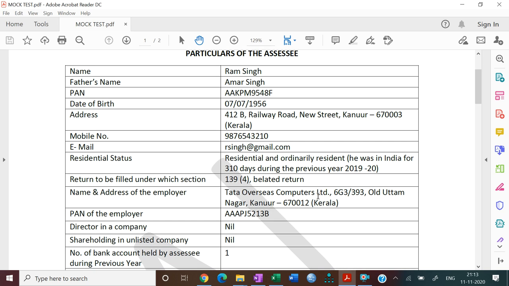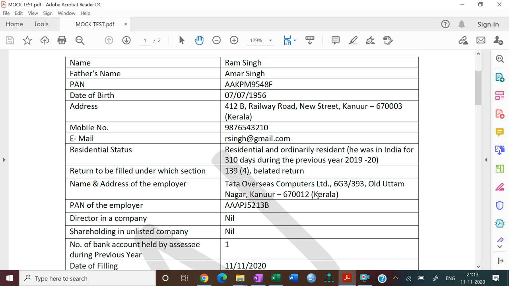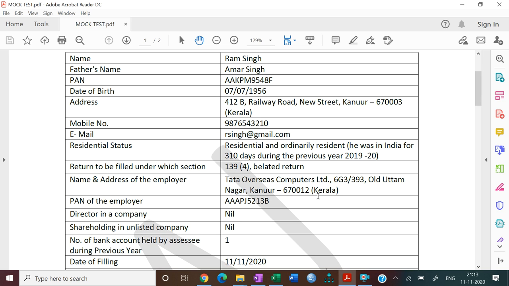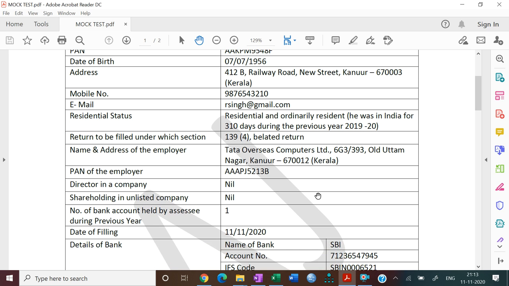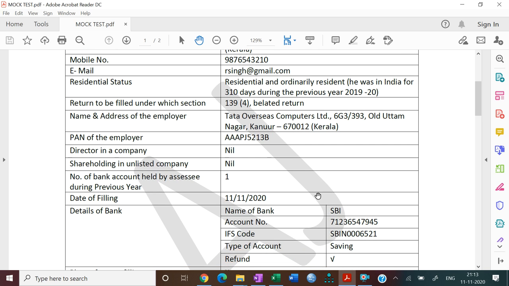Okay, now address is also given, mobile number, email, residential status, that is ROR, and he was in India for 310 days during the previous year 19-20. Return to be filed under which section, that is 139(4), that is belated return. Name and address of the employer, Tata Overseas Computer Limited. PAN of the employer, director in a company, nil.